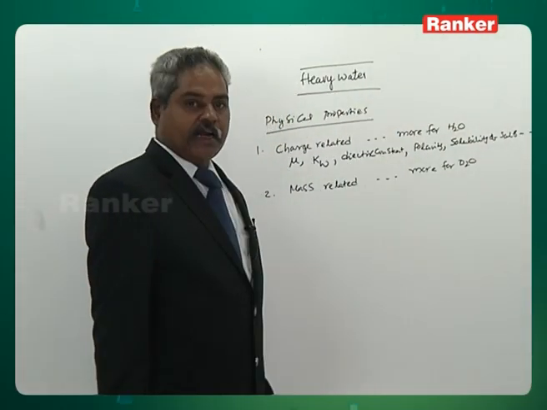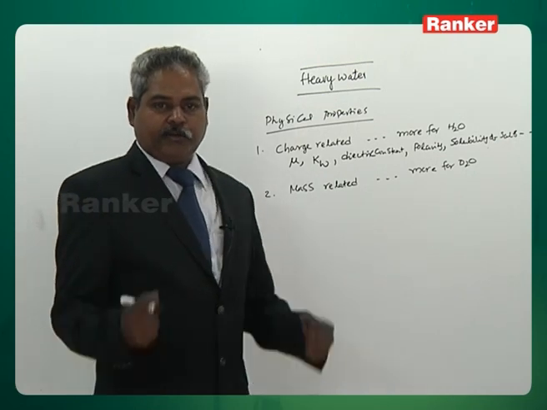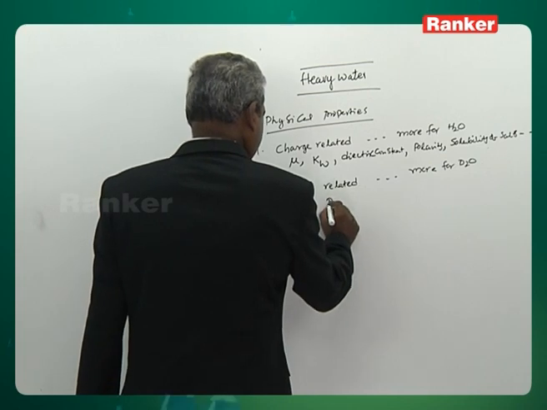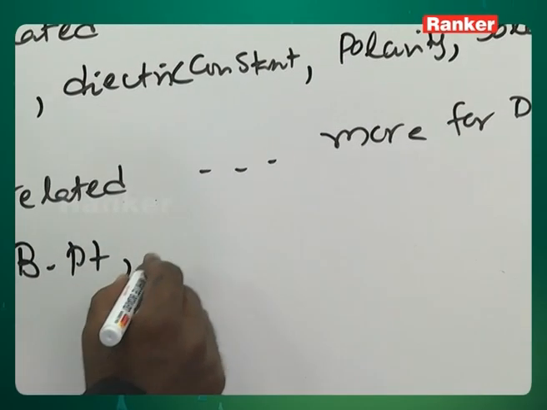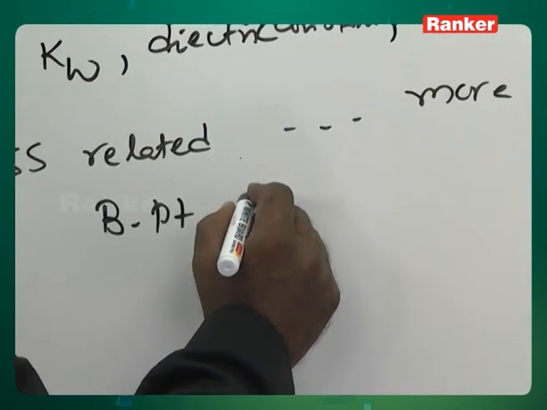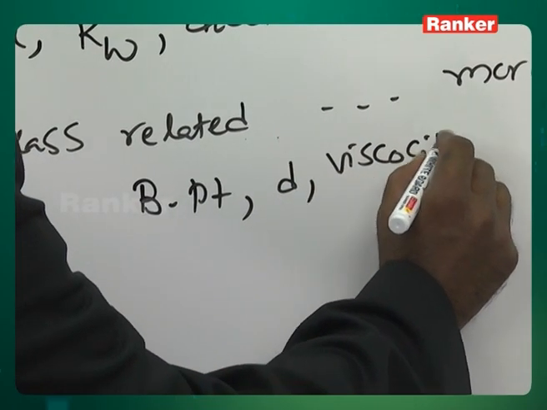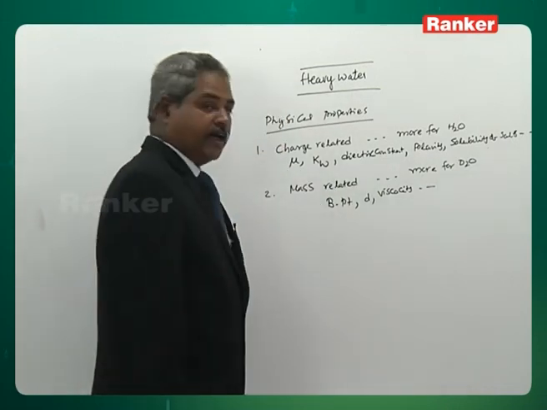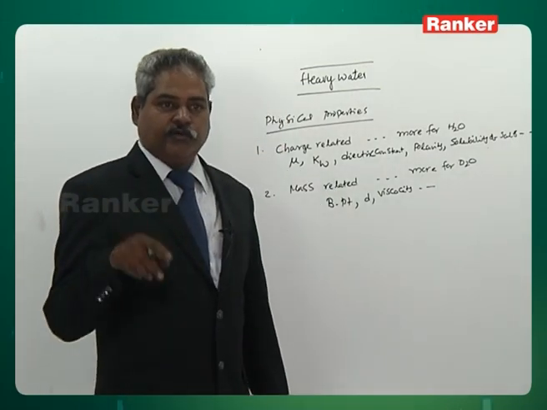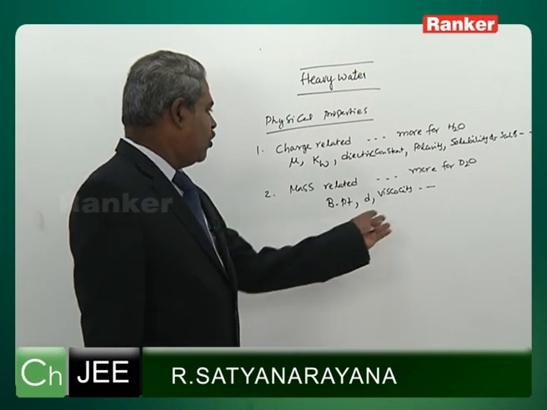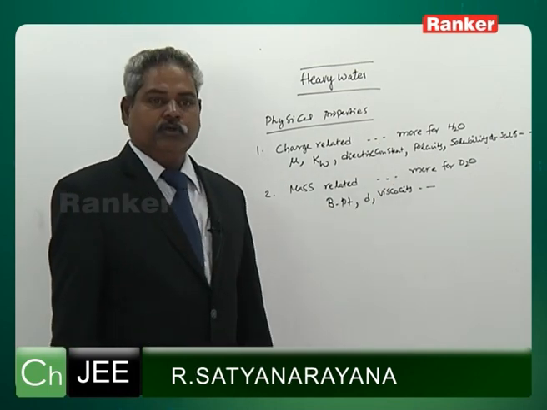And what are mass related properties? Mass related means something like van der Waals. Boiling point is more for D2O. Of course, density, viscosity, surface tension, all these are mass related where cohesive forces are also involved, since it has an additional mass of 2 units. So, all these are more for D2O.